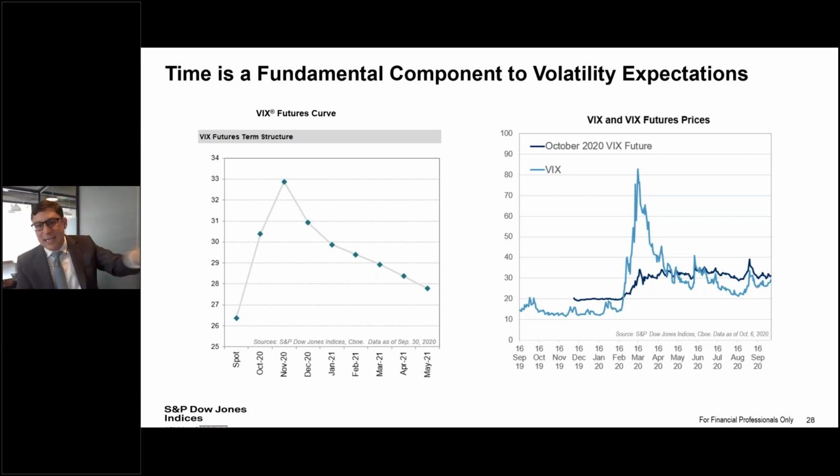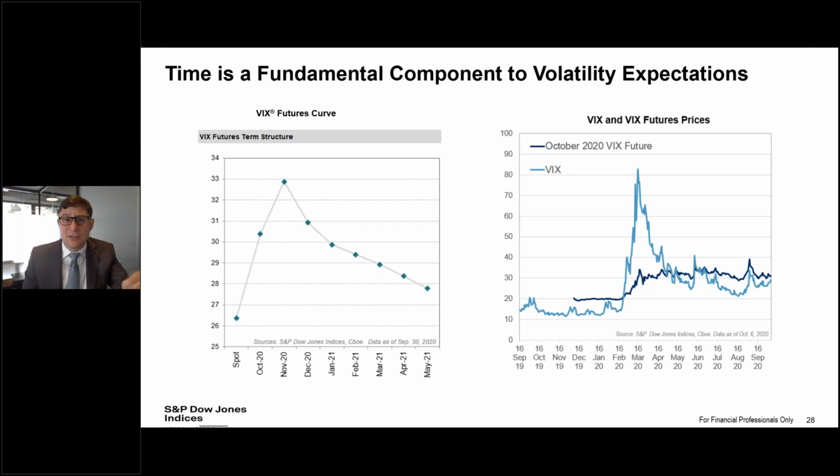So here is taken from mid-September last year. You have a kind of funny-looking VIX futures curve on the left-hand side. The spot VIX was around 26. The first future, the October future, was up in the low 30s, November in the high 30s, and then gradually heading back down.